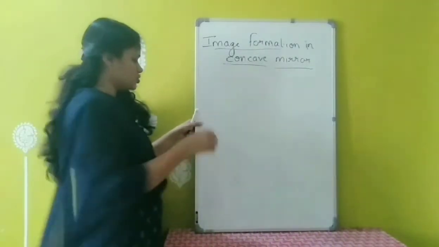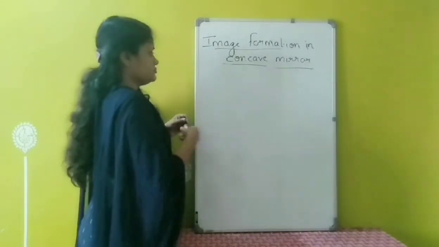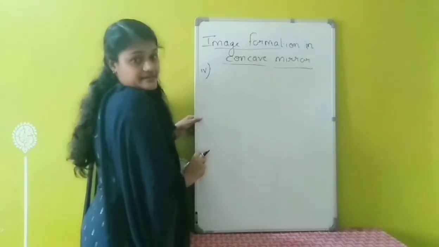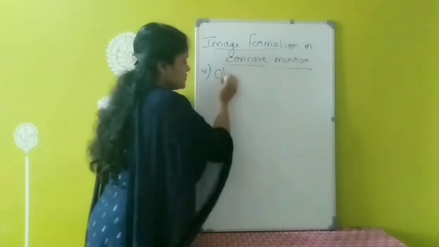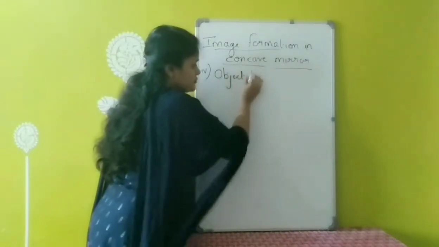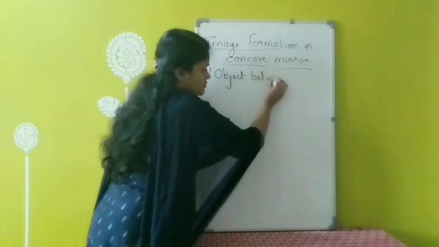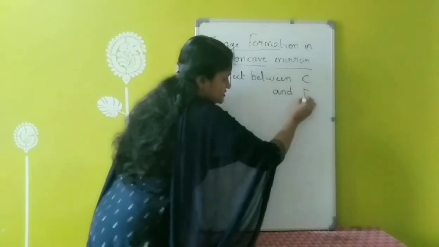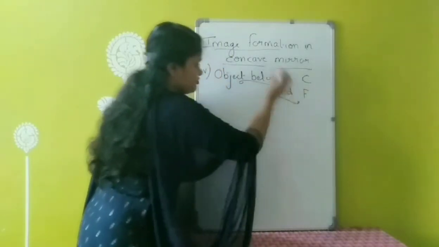Then the next one, the fourth one. Object is between C and F. Object between C and F.